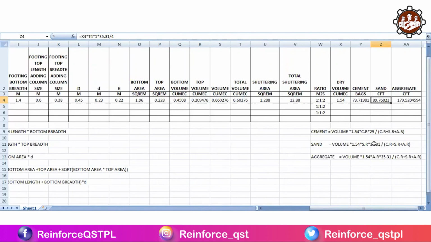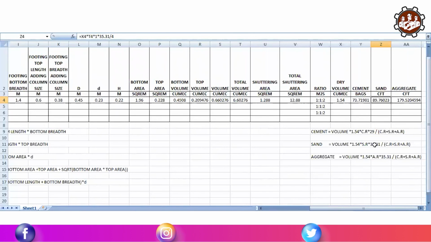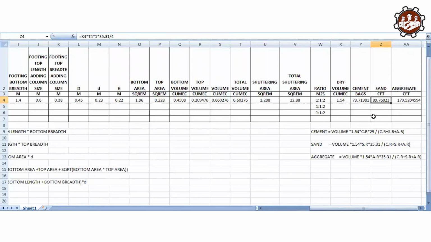Why are we using 35.31? If we don't multiply by 35.31, we get the sand in cubic meters. But we purchase sand in cubic feet, so we multiply directly to get cubic feet. One cubic meter has 35.31 cubic feet, so we get the sand in cubic feet. We apply the formula, so we get the sand.